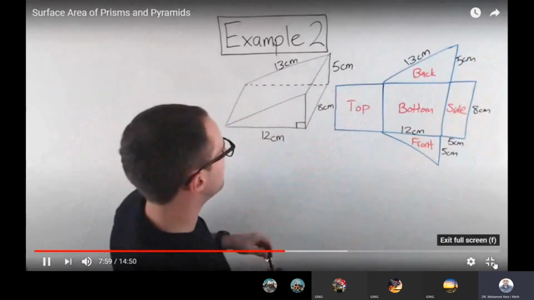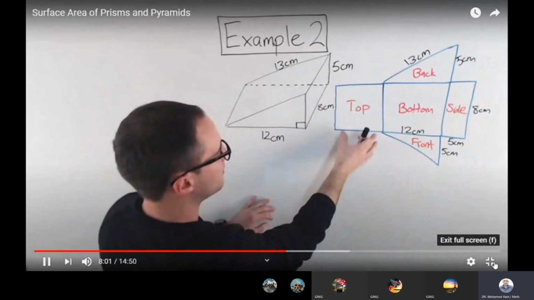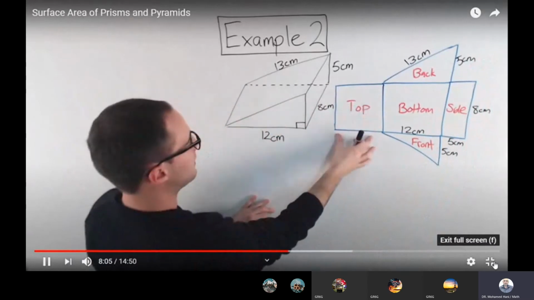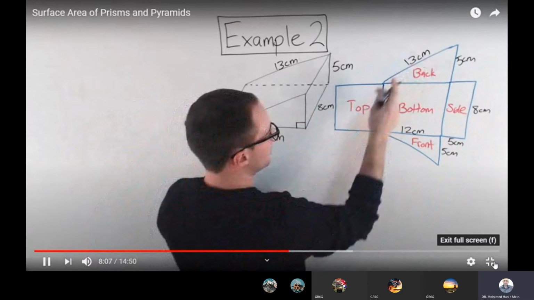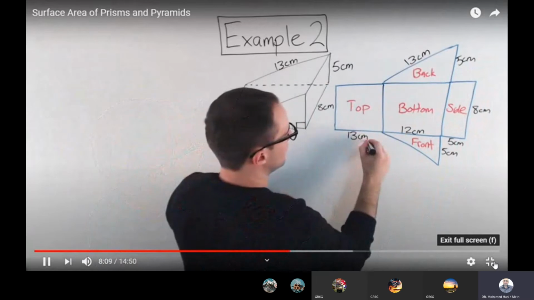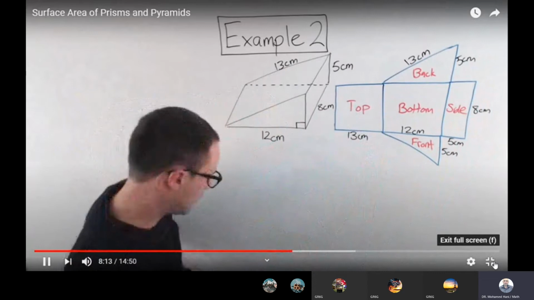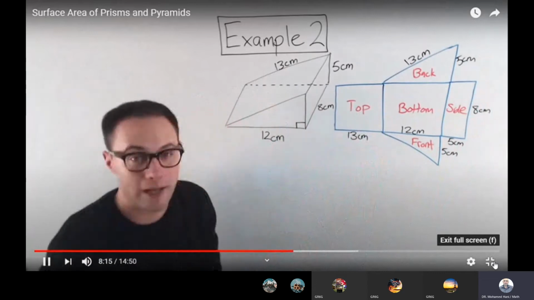Let's see, the top, we've got 8 there. Let's see, what else? This length here is also 13 centimeters. And I mentioned that, right? It should be longer, but oh well. Okay. So now I think we're ready.